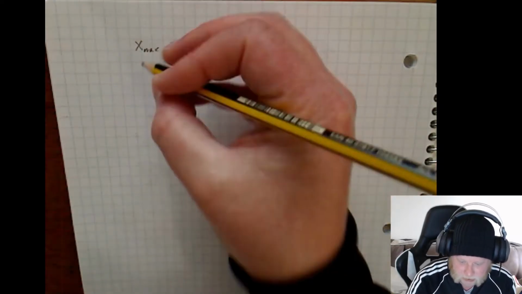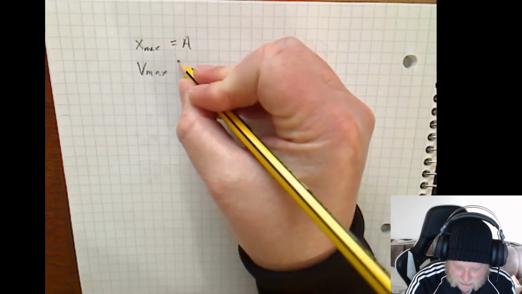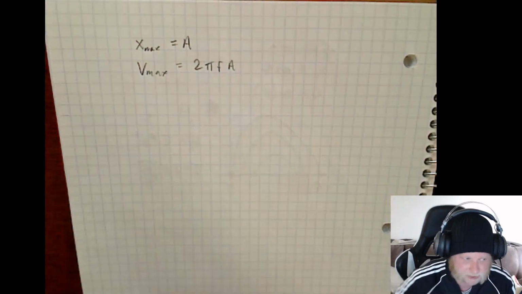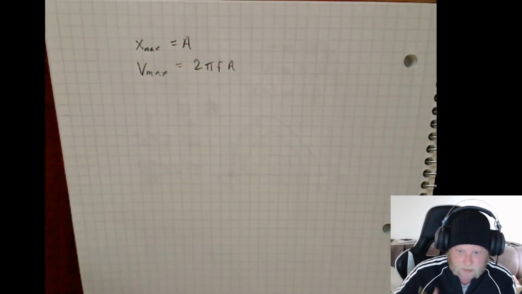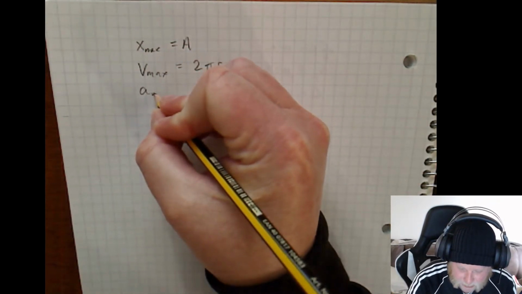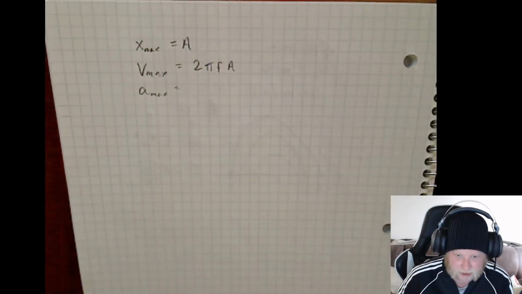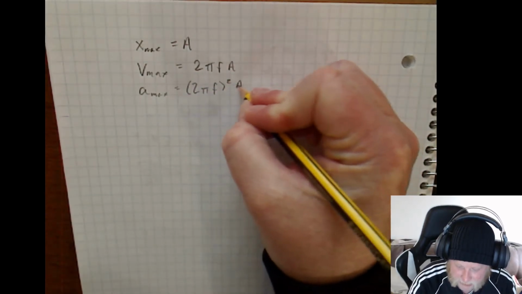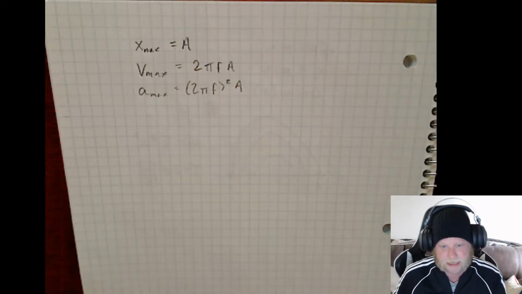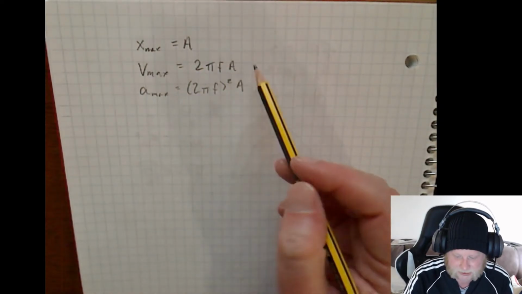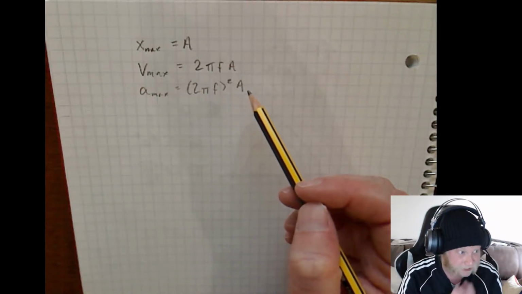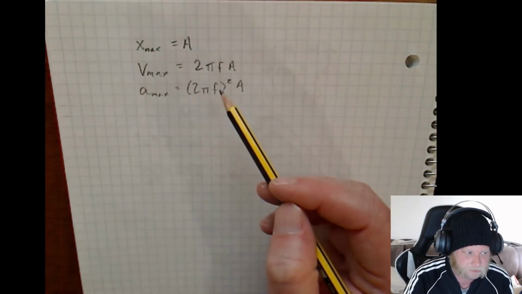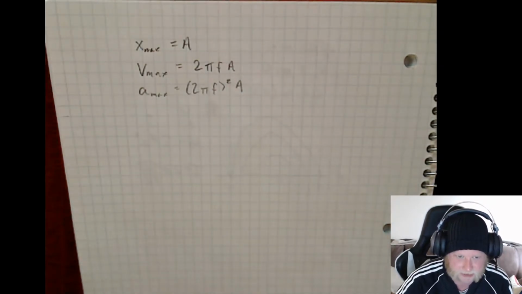Now, if we're looking for v max, your maximum velocity you're going to reach, well, it's 2 pi times the frequency times the amplitude. If we're looking for A max, your maximum acceleration in any given oscillation, well, it's 2 pi f squared times your amplitude. Now, I'm not going to get into the derivation of these just yet because it deals with circular motion, which we are not going to cover until next unit. So, we won't get into that just now.